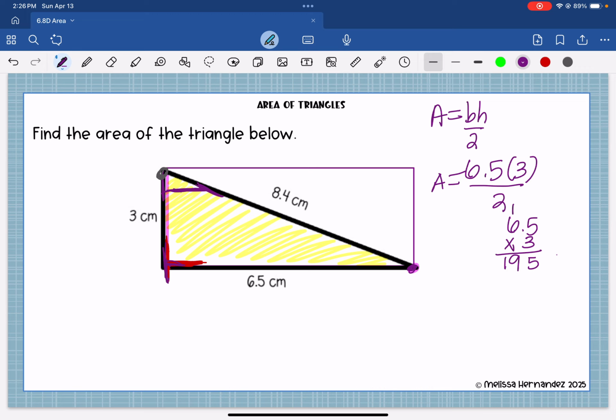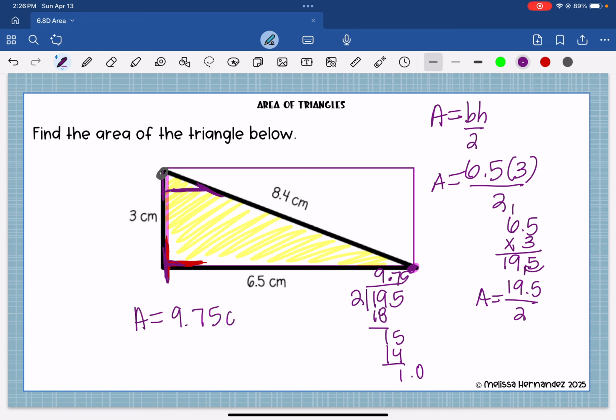So there was 1 decimal place in the question. So there'll be 1 decimal place in the answer. So it's actually 19.5. However, I'm going to divide that by 2. So my area is 9.75 centimeters squared. And the reason it's squared is because it is 2-dimensional area. All right, let's do one more.